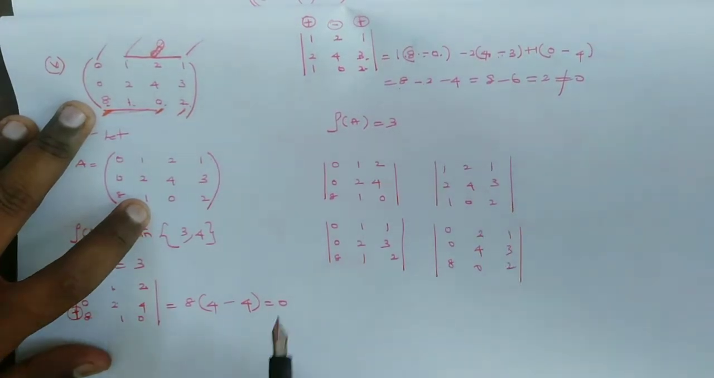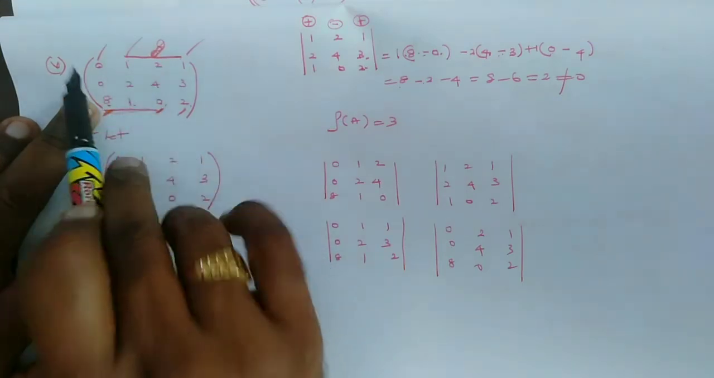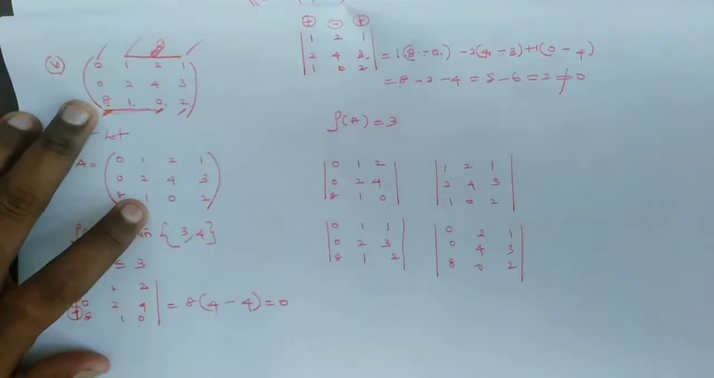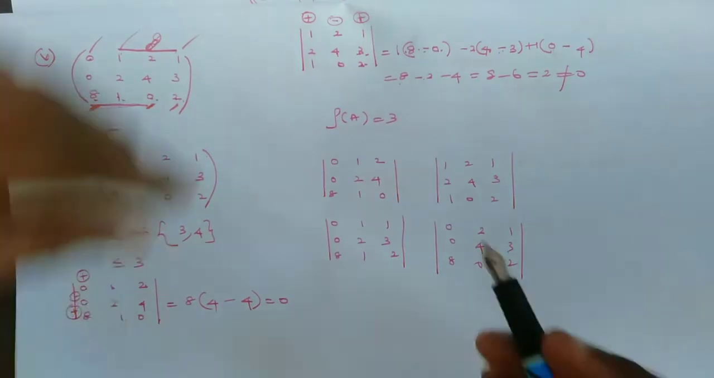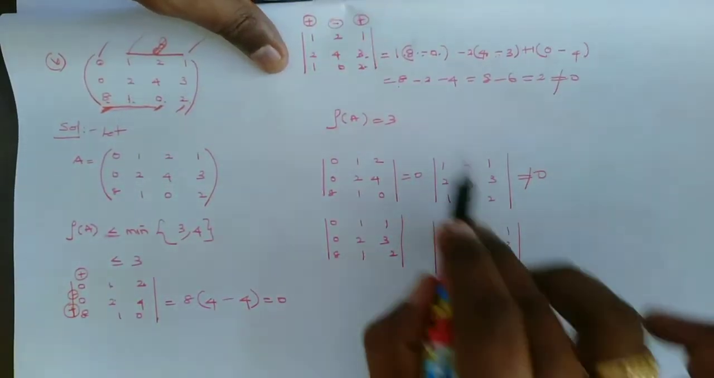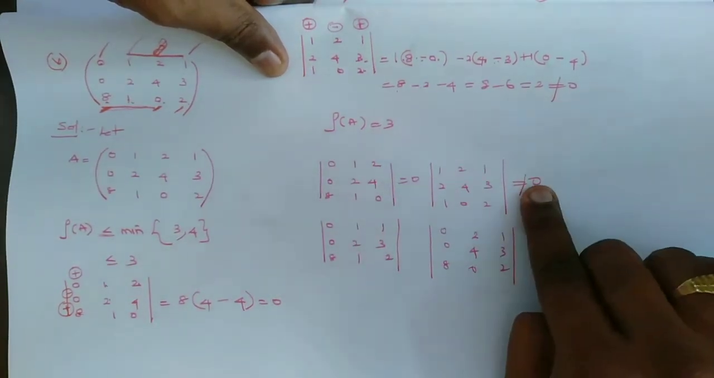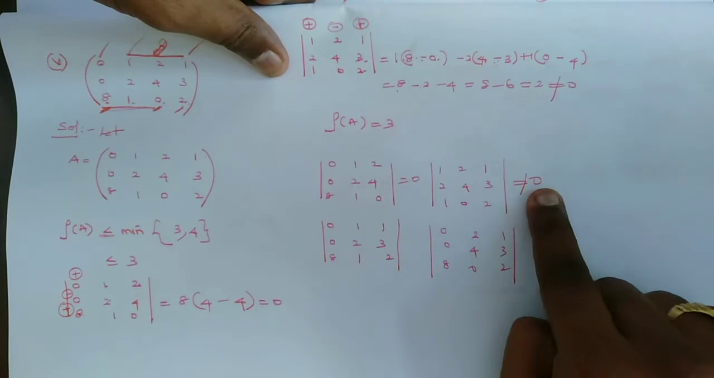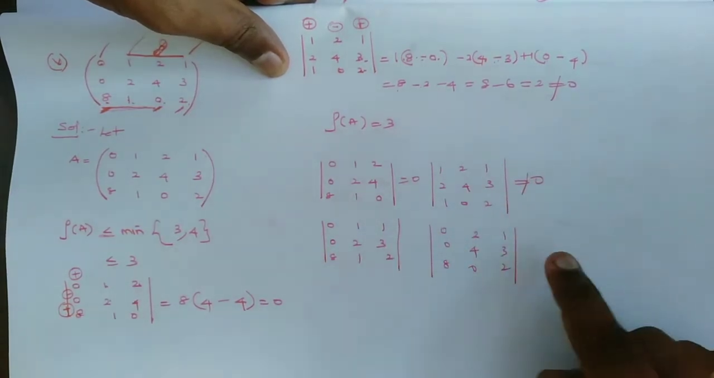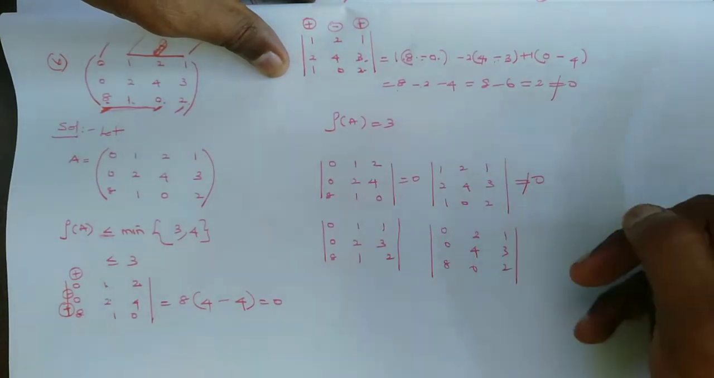See how many determinants we have found? There are 4 determinants in A. If this one is equal to 0 and this one is not equal to 0, therefore rank of A is 3. Suppose not. Suppose this one is 0, this one is 0, this one is 0, this one is 0. Then rank of A cannot be 3. Rank of A can be 2 or 1.